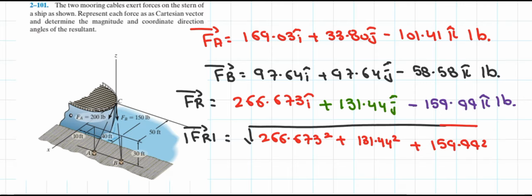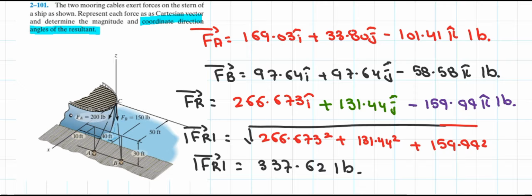So grab the calculator, put the values into it and solve it for the magnitude of the resultant vector. So the magnitude of the resultant vector is nothing but 337.62 pound. Now, the story does not end here. The question demands that we find out the coordinate direction angles of the resultant vector. Now, let's work on it.